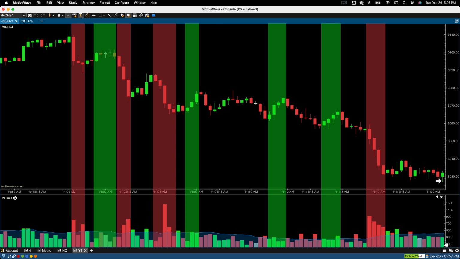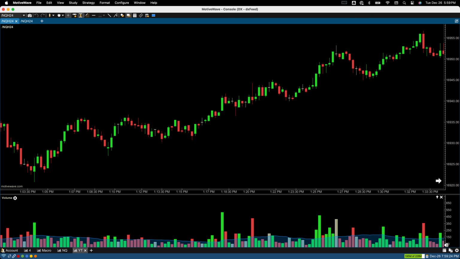Next, let's look at how you can use volume to confirm breakouts. In this example, price reverses and begins to rally. The rally begins to stall and consolidate into a range.